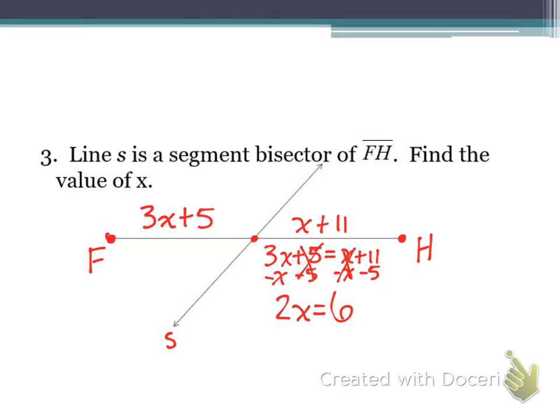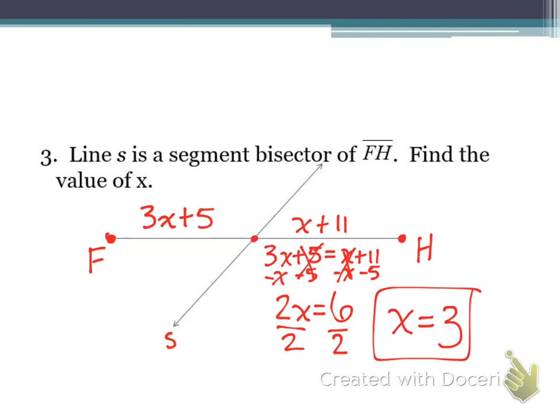6. Then to get x by itself, I'm going to divide. x equals 3. Oh, it's a little hard to see that over there. And that was it. We were just asked to find the value of x. We don't have to plug it back in to find any lengths.